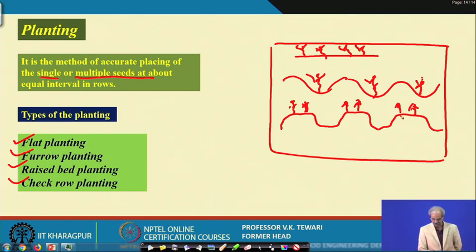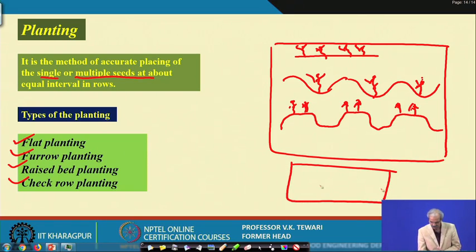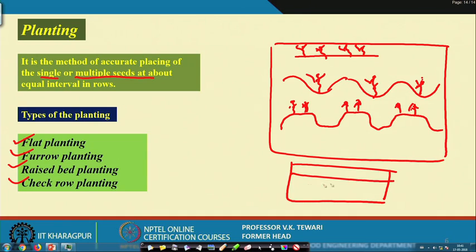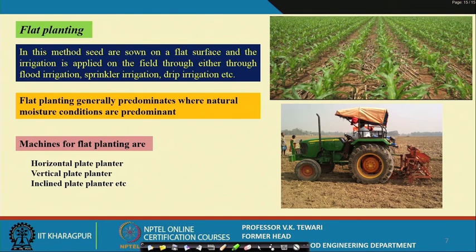Check row planting, here we will try to maintain a certain row to row, plant to plant distance. It could be put like this, and here you will maintain a certain distance this way, and then this way maybe, and then we will be in a position to use the check row. We will go to the next slide to have a look at this more. Where planting, I have said that planting could be of various types and various ways by which we do this planting.